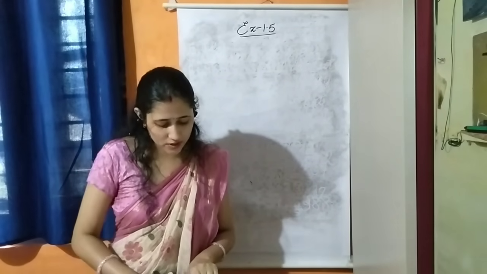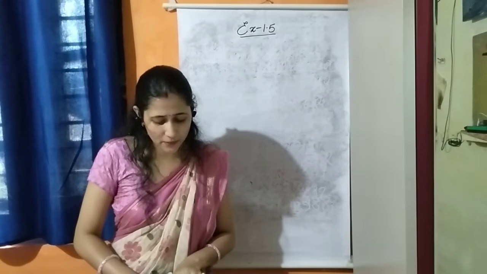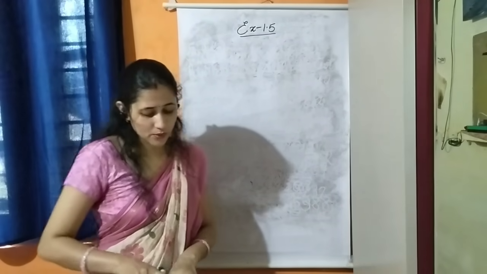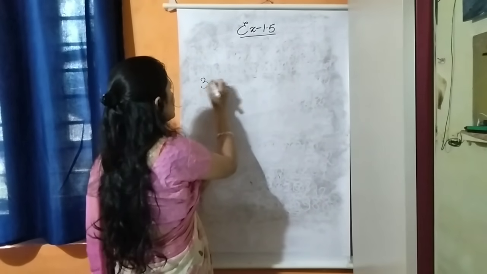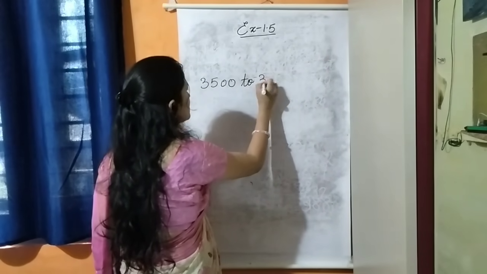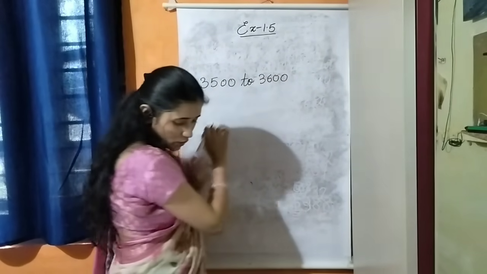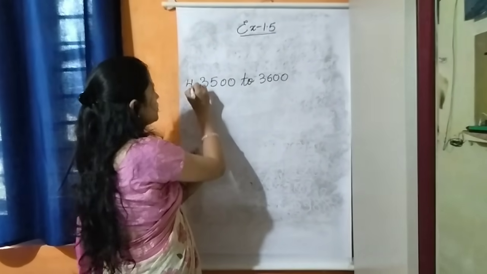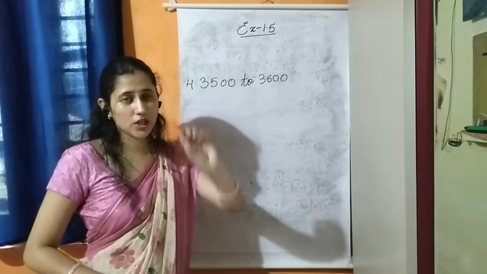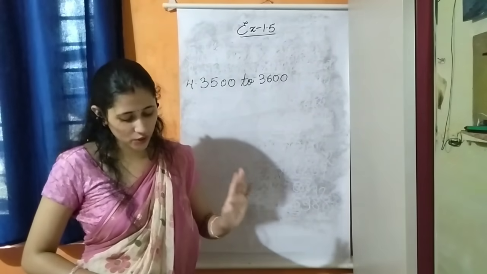Now the fourth question is, write any 10 even numbers from 3500 to 3600. From 3500 to 3600, you have to write all the even numbers. This is your question number 4. Question number 3, yourself you are going to do. Only you have to encircle and underline the even and odd numbers.